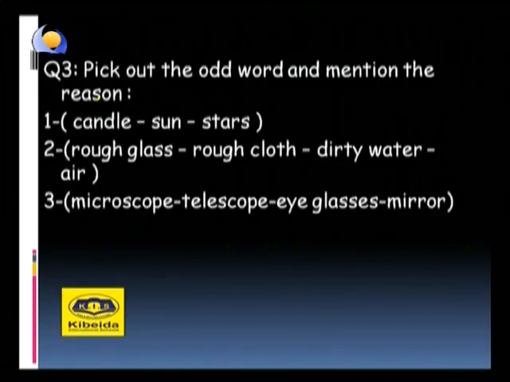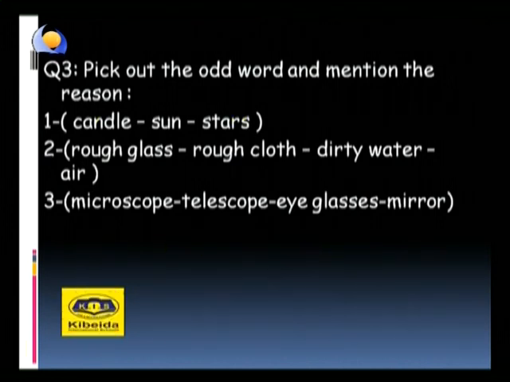Question three, pick out the odd word and mention the reason. Number one, candle, sun, stars. Candle is a luminous object, sun is a luminous object, and stars are luminous objects. But what's the difference? The candle is an artificial, man-made luminous object, while sun and stars are natural. So the odd word is candle, because it's an artificial luminous object, while the others are natural luminous objects.